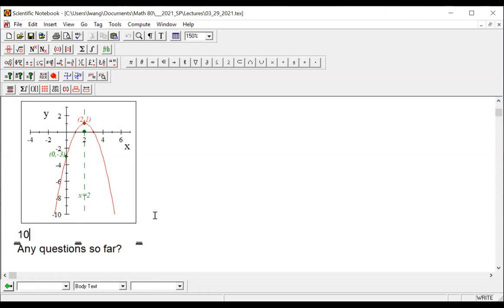Number 10, x-intercepts. You can ask questions anytime. We may have multiple. It looks like we're going to have more than one here.